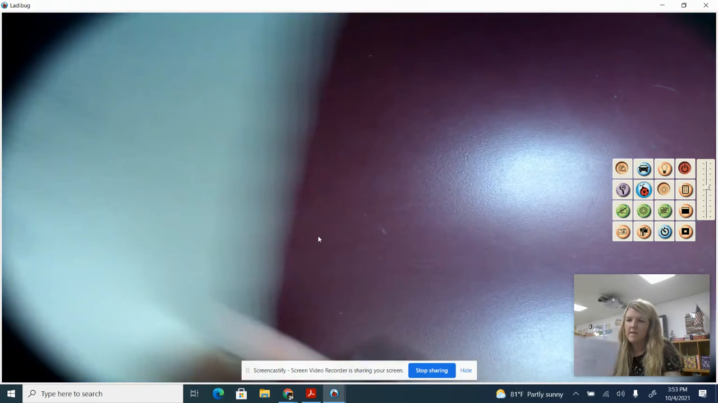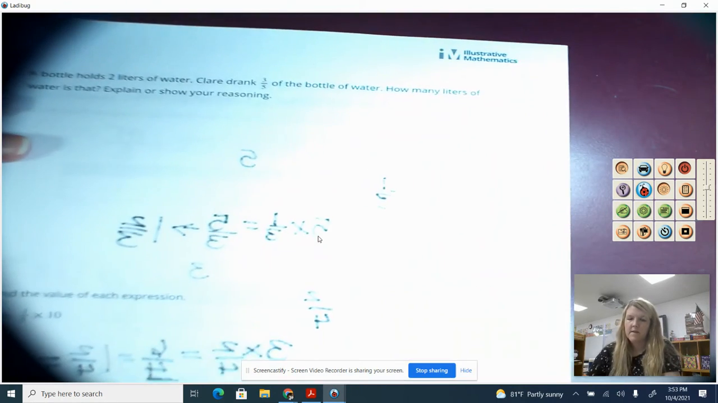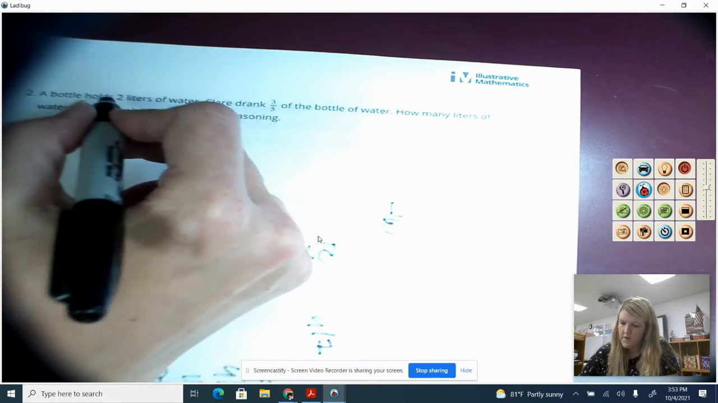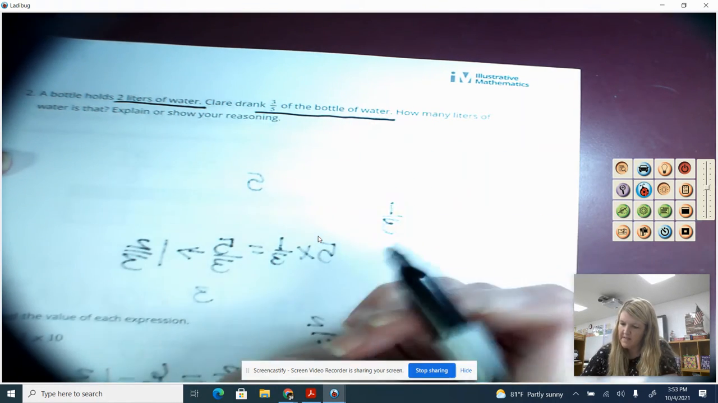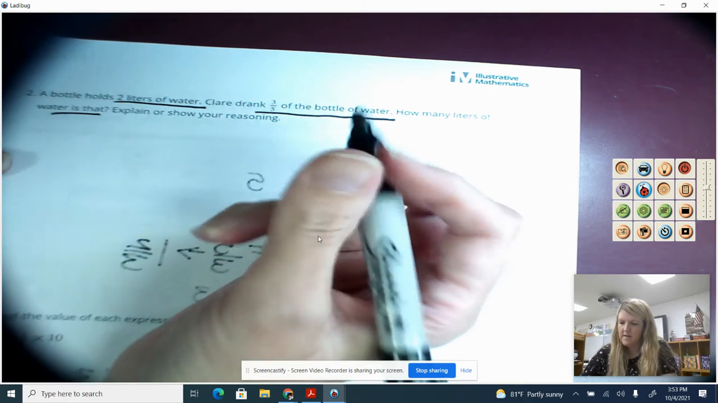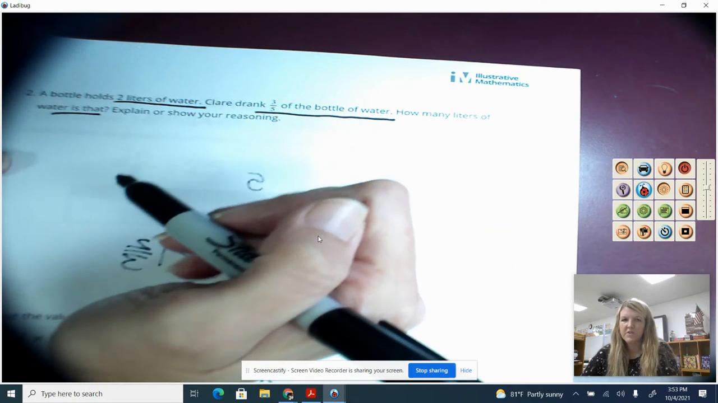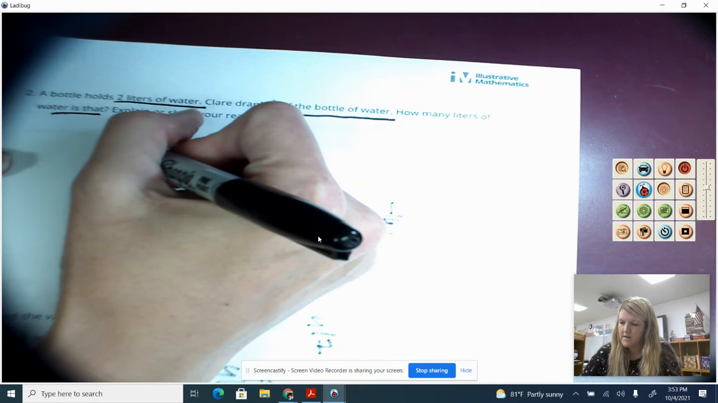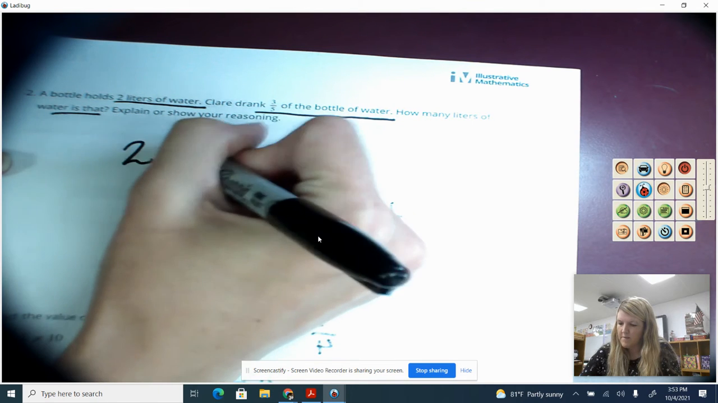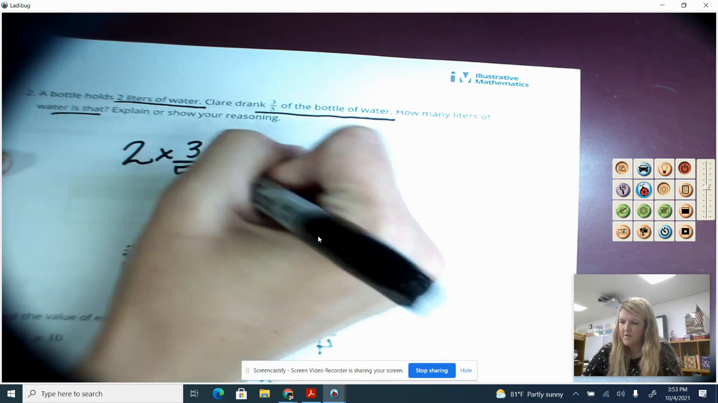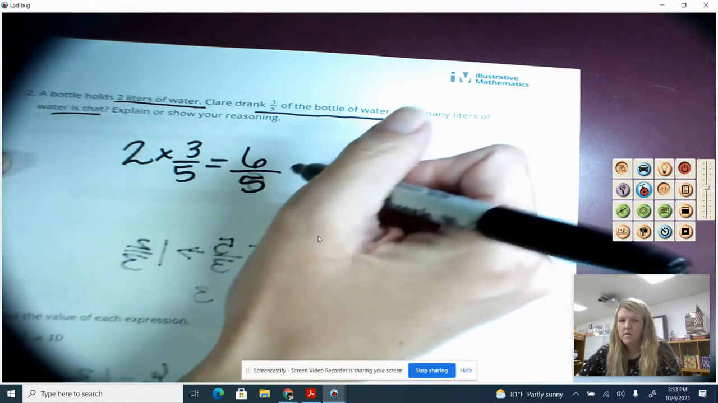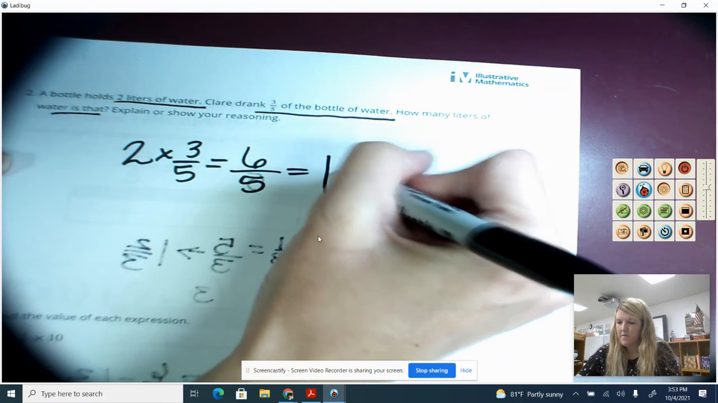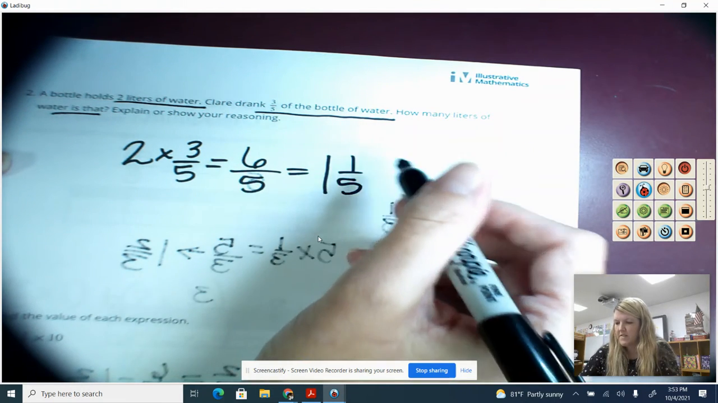All right, and then this one had a back. And so a bottle holds 2 liters of water. Claire drank 3/5 of the bottle of water. How many liters of water is that? So it holds 2 liters, but she only drank 3/5 of it. So 2 times 3/5 is going to tell us how much she drank. So that would give us 6/5, which is the same as 1 1/5. So she drank 1 1/5 liter of water.